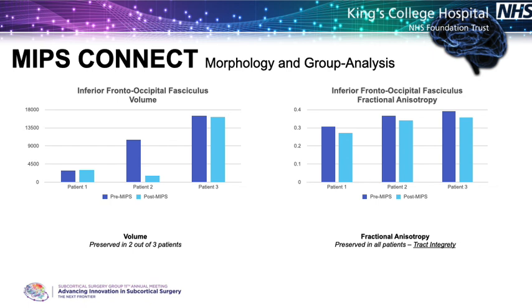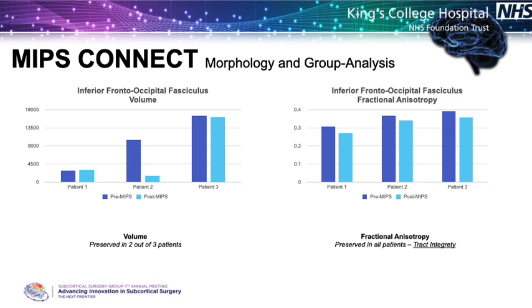This is the first 3 patients, and what we can see is that the IFOF volumes are preserved in 2 out of 3 patients. The fractional anisotropy is completely preserved, and that's being replicated in the other patients that we've so far collected.